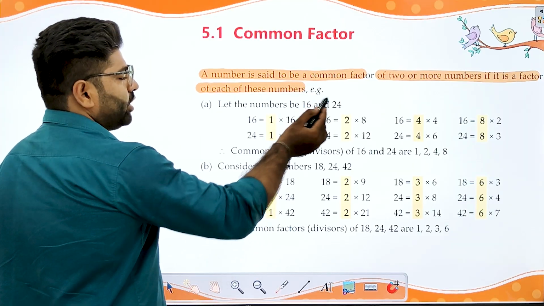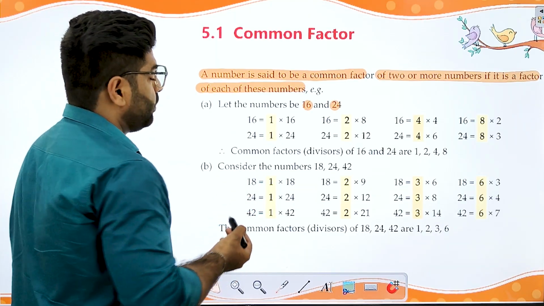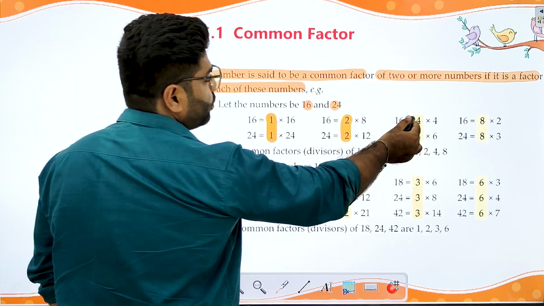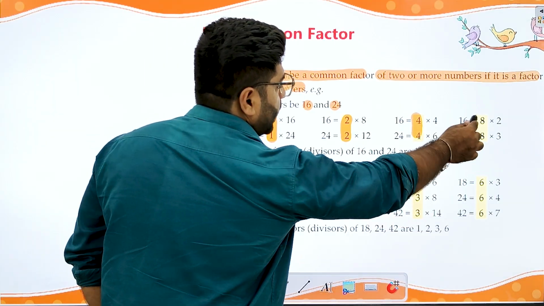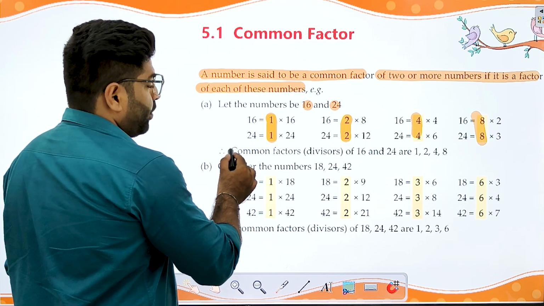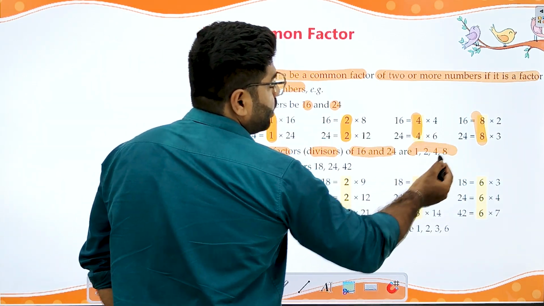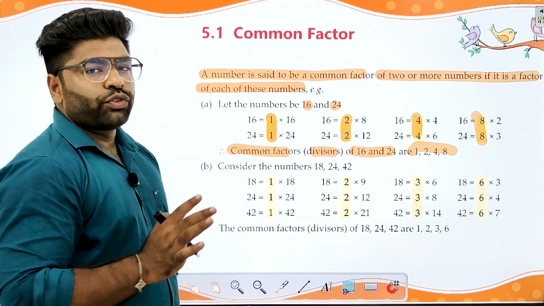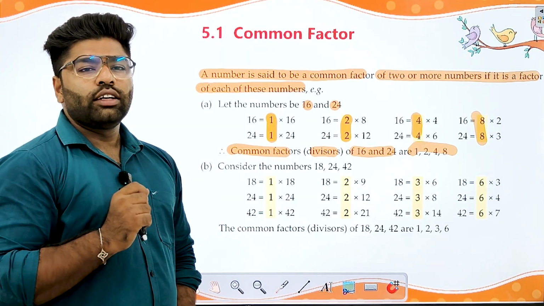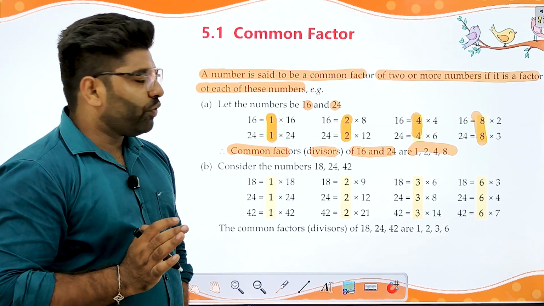Just like we have here 16 and 24. If we talk about the common factors, we will see that 1 divides both the numbers, 2 divides both, 4 divides both, and 8 divides both. So the common factors of 16 and 24 are 1, 2, 4, 8, because these 4 numbers divide exactly both of these numbers.